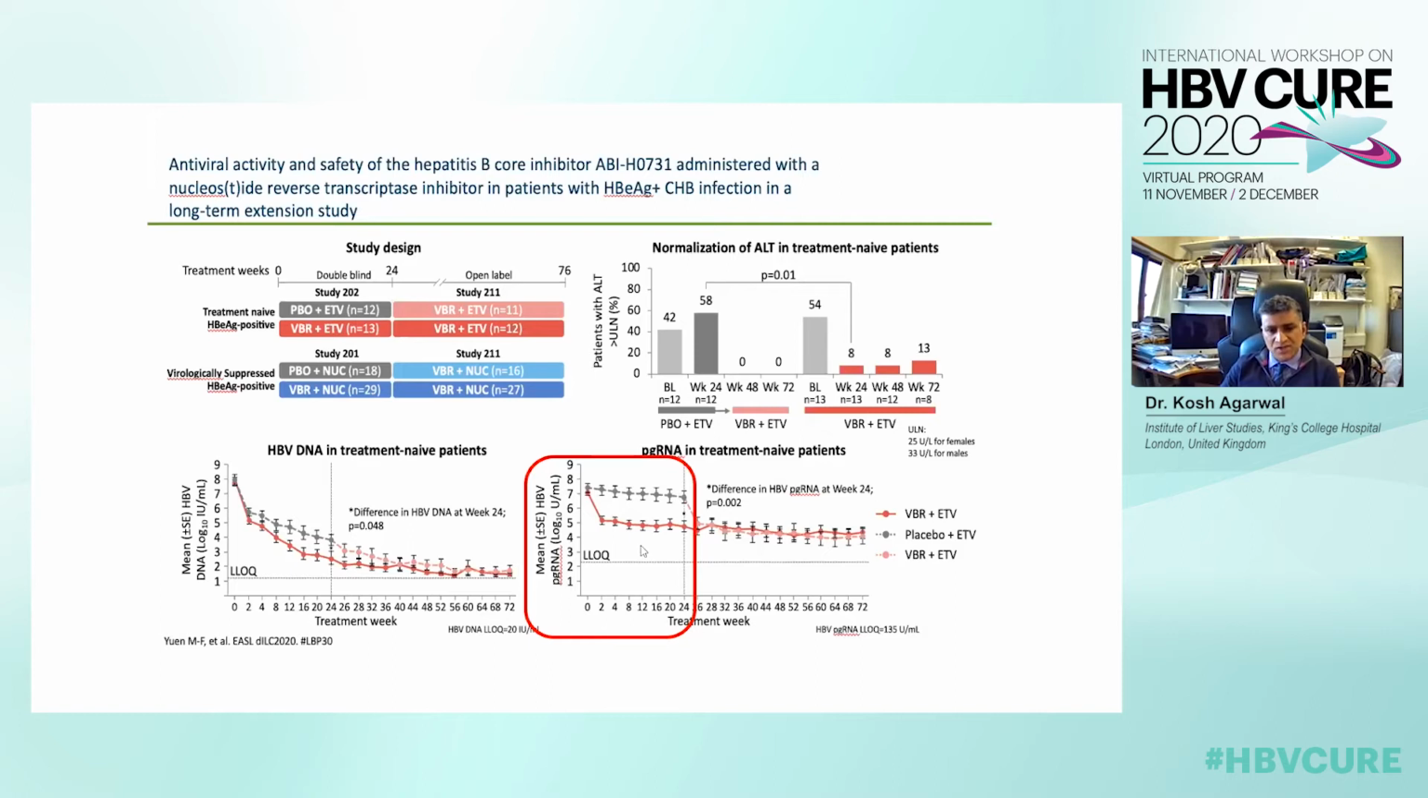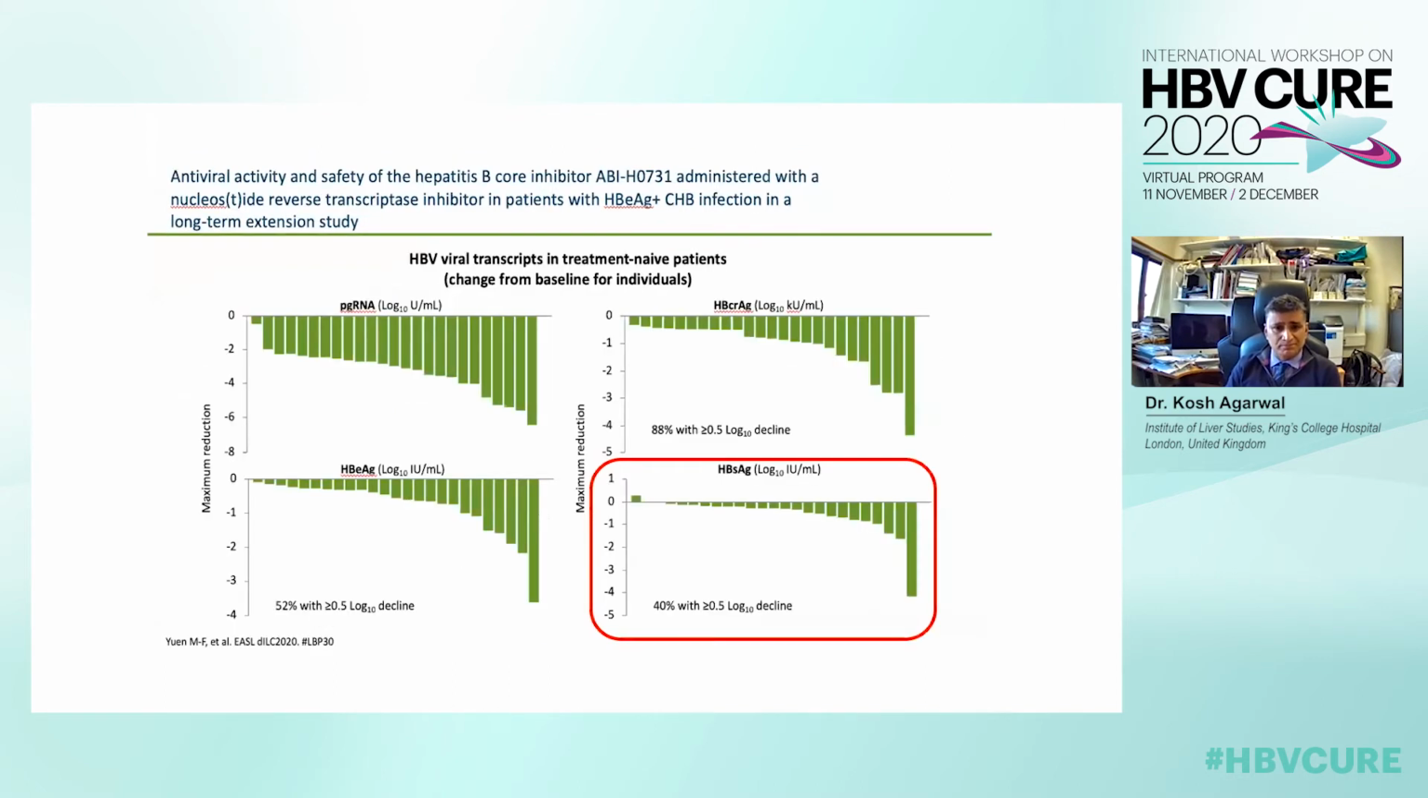And likewise, we're seeing that with the addition up front of 0731, and also when it is added at week 24. You can see here also the duration of follow-up, which is again critical as we see very short-term data generally in all modes of actions and classes of drugs in hepatitis B at this moment in time.